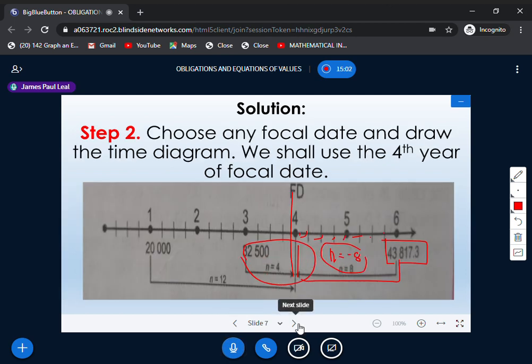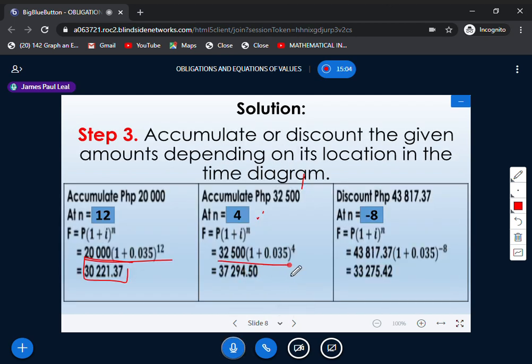N equals 4. So plug in lang po sa formula, 32,500 times 1 plus 0.035 raised to 4. So you will be having here 37,000.